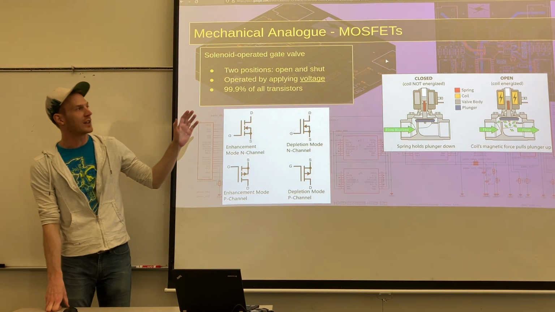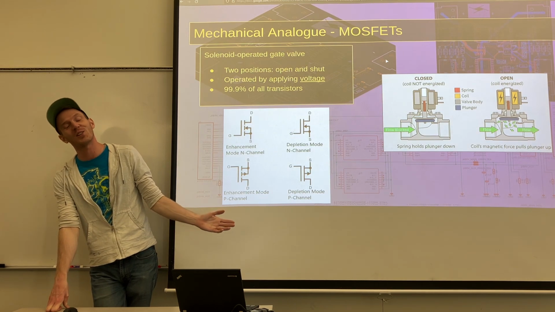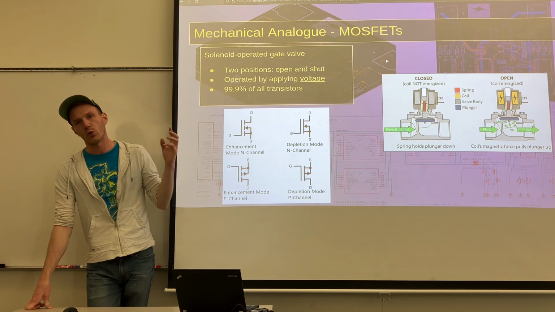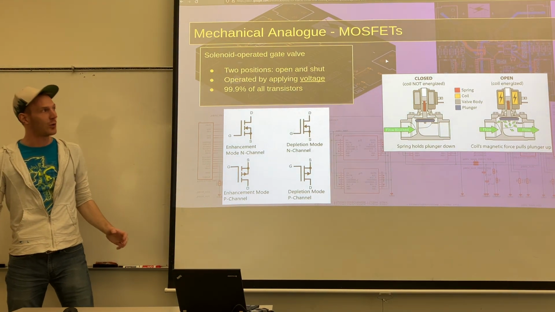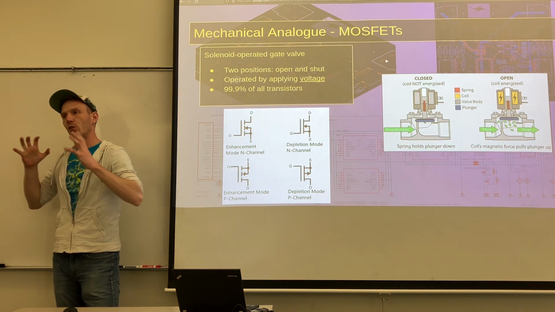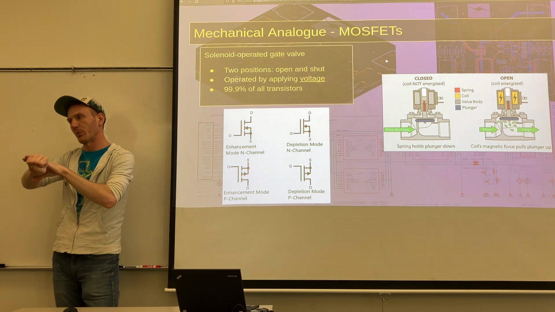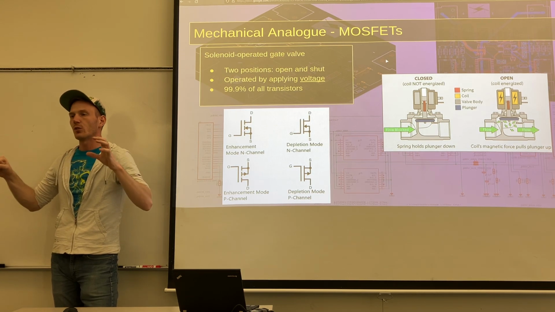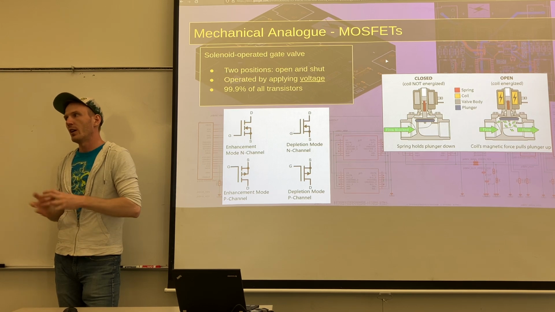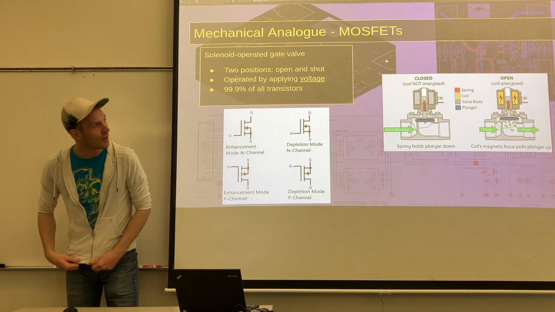Transistors are like solenoid operated globe valves, which is the best mechanical analogy I can make, but I recognize that probably means nothing to you guys. We talked very briefly with inductors about solenoids. Solenoids are just inductors that create a magnetic field, and you can use that magnetic field to pull something or push something. So solenoid operated in this case means you apply voltage and it opens the valve, or shuts the valve technically, but in the diagram it's open.